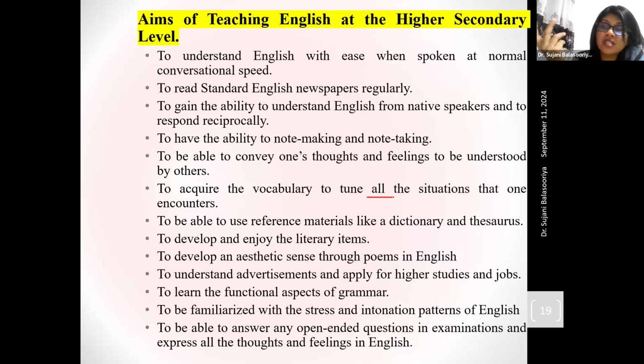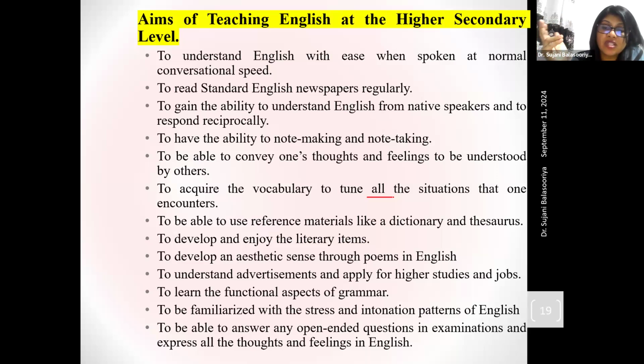And application itself is a different process, right? Covering letter, the application form, all these things, right? Forming everything. And to learn the functional aspects of grammar, right? Functional aspects of grammar, how grammar is used actually. Functional aspect means the use of grammar patterns. And usually we use some grammar patterns maybe for some purposes, right? Like that, okay? And to be familiarized with the stress and intonation patterns of English that we call prosodic features.